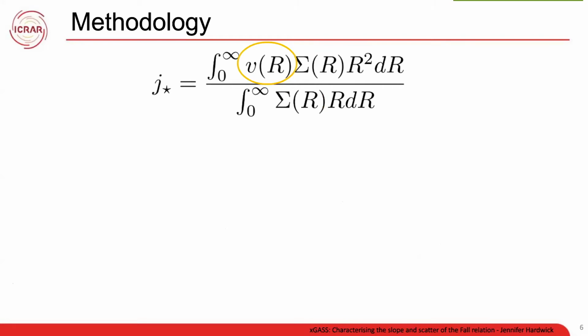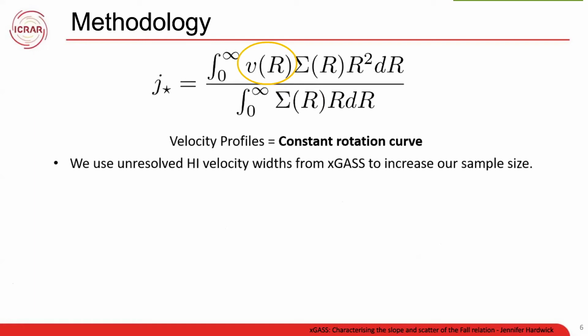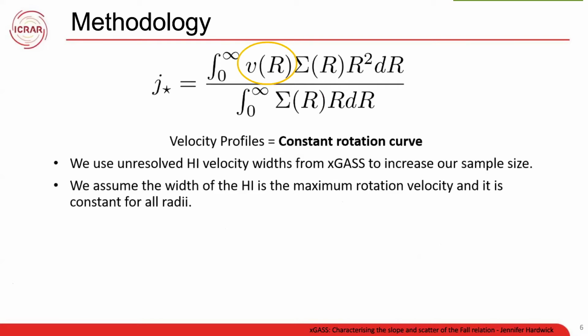For the velocity profile, we assume a constant rotation curve. Because we want to have large statistics, we turn to unresolved HI velocity widths, which we get from xGASS. So we use the width of the HI profile as our maximum rotation velocity, and we assume this to be constant for all radii.